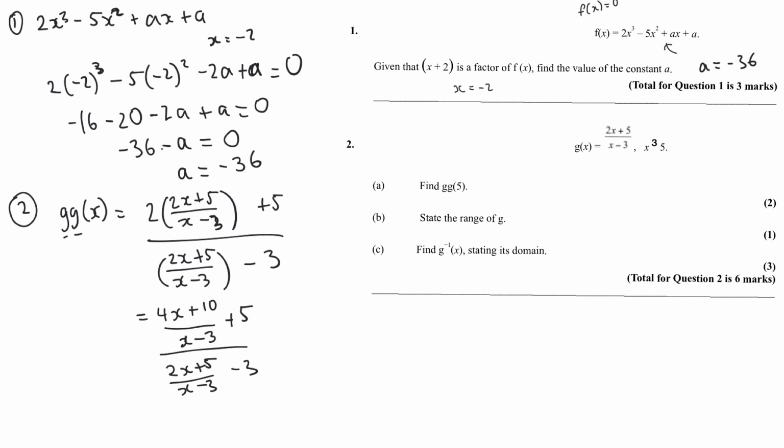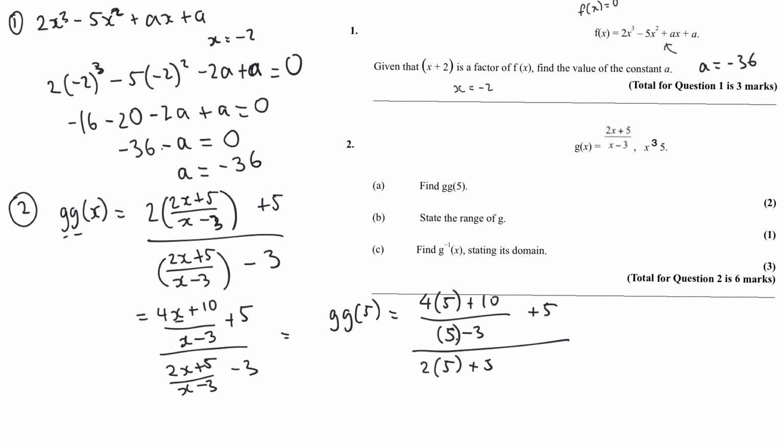So then, again, we don't really need to simplify this any further, because now what we can do is we're just going to substitute the x's for 5, because we're trying to work out GG of 5. So then that's going to end up being 4 bracket 5 plus 10 over x minus 3 plus 5. Oh, why did I still put x? That should be 5. 5 minus 3, and then 2, 5, and that was minus 3.